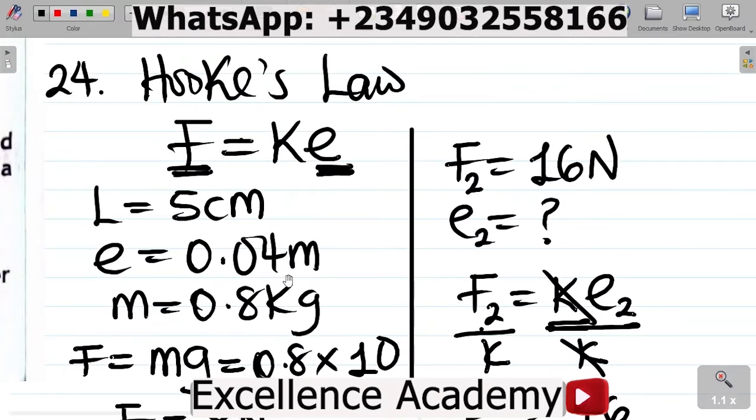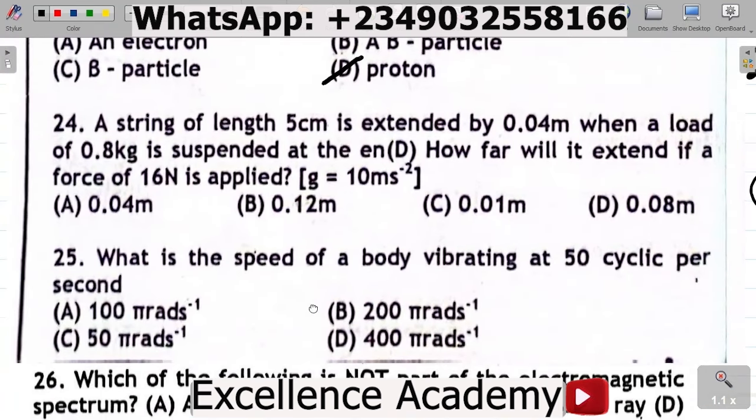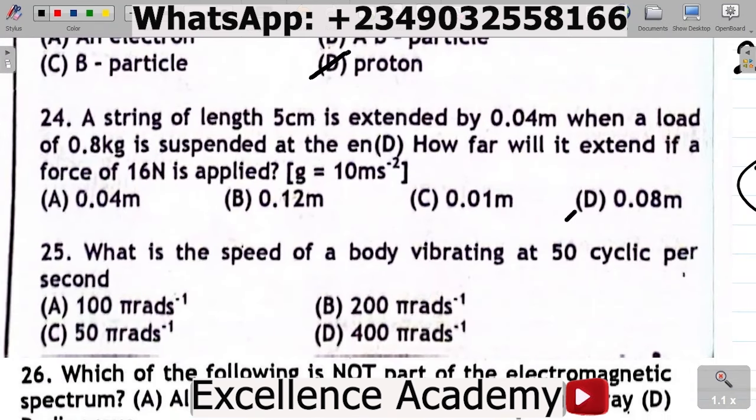I'll check which option has that. But before then, you want to observe that the value of L was given as 5 meters or 5 centimeters, but we did not use it. So you want to take note that we did not use it, but we did not even need to use it. All right. Let's see, 0.08 meters. That's option D. That's the correct answer.